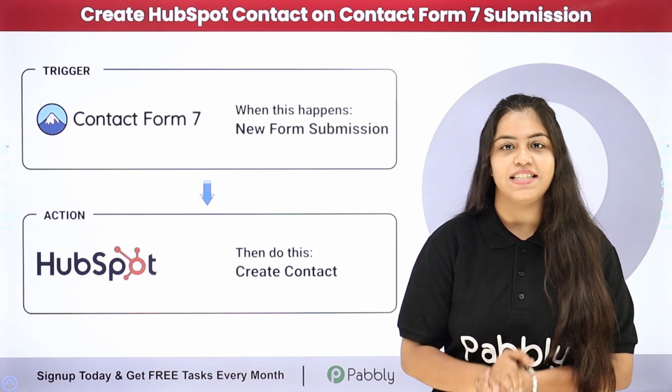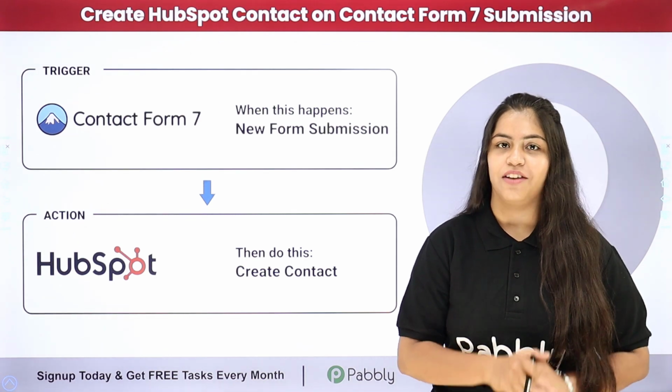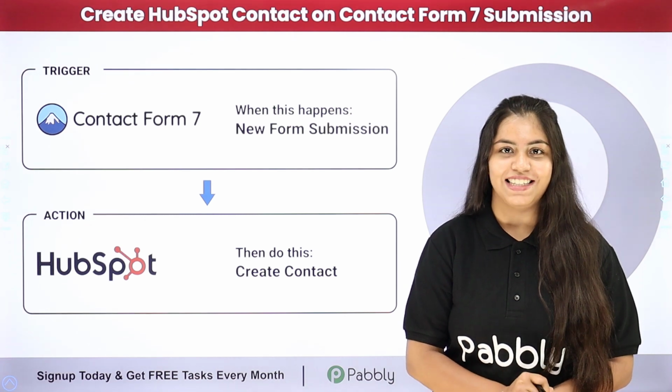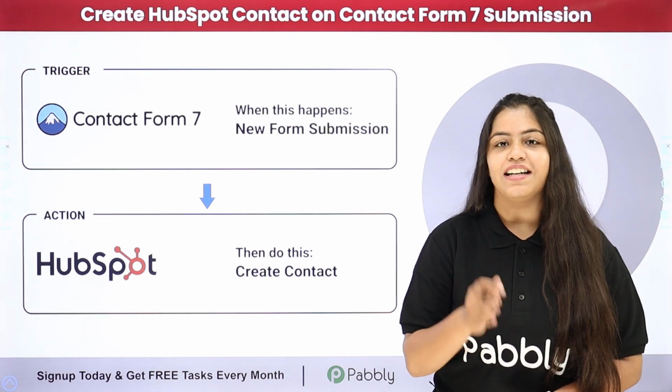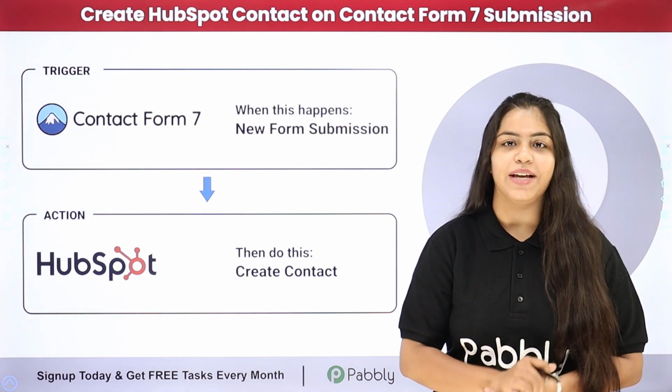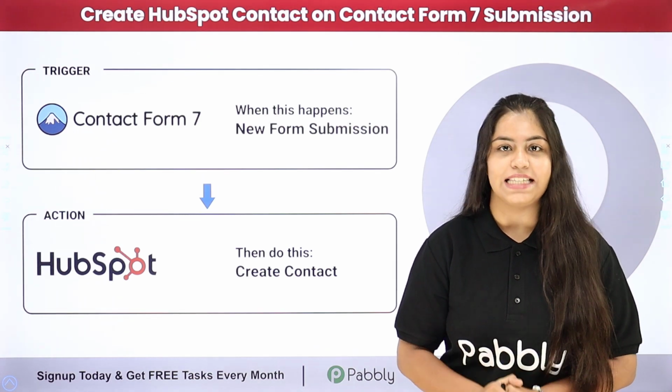So I manage an interior designing service business and we use Contact Form 7 on our website to collect more inquiries from our potential clients. Now what I want is that as soon as a new form submission is made, I want to automatically create a contact in my HubSpot with these same details.